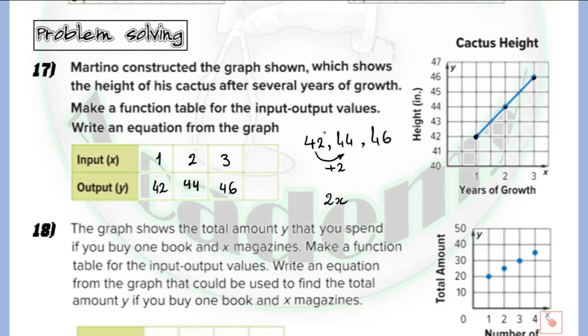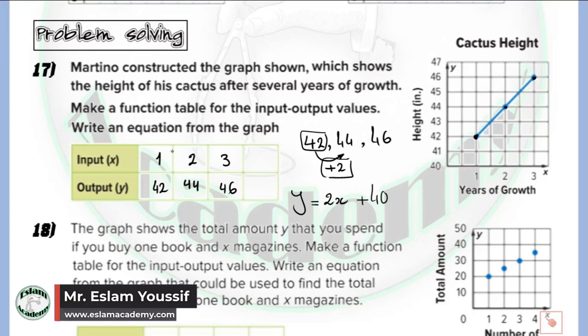Now find the difference between 42 and 2. When you subtract 42 minus 2, the answer will be 40. 40 is positive, so it will be plus 40. So the relation that we have now is y equals 2x plus 40.